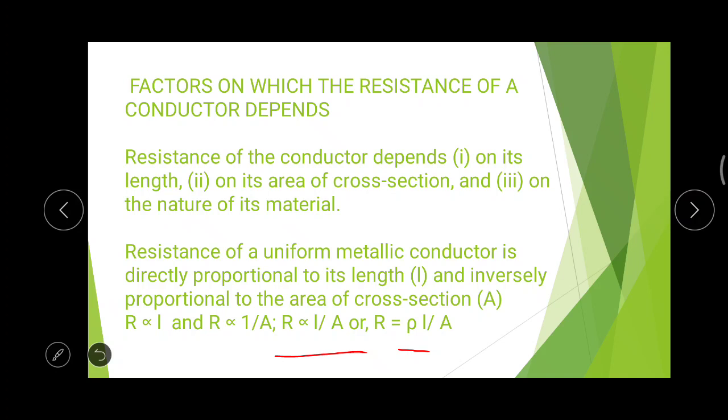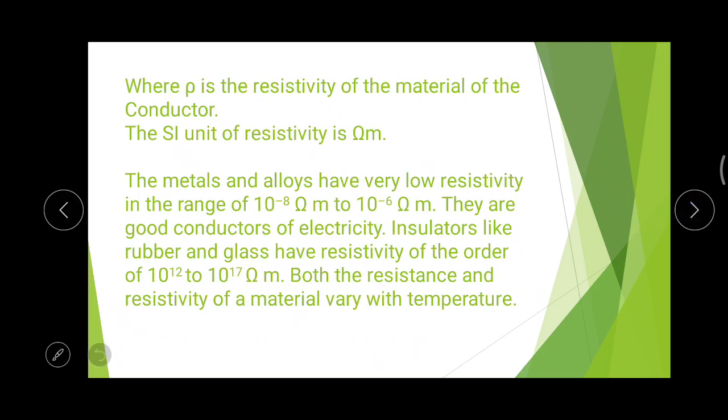Okay, now let us come to, okay, so rho is the resistivity of the material of the conductor, and the SI unit of resistivity is ohm meter. The SI unit of resistance is ohm, and the SI unit of resistivity is ohm meter.